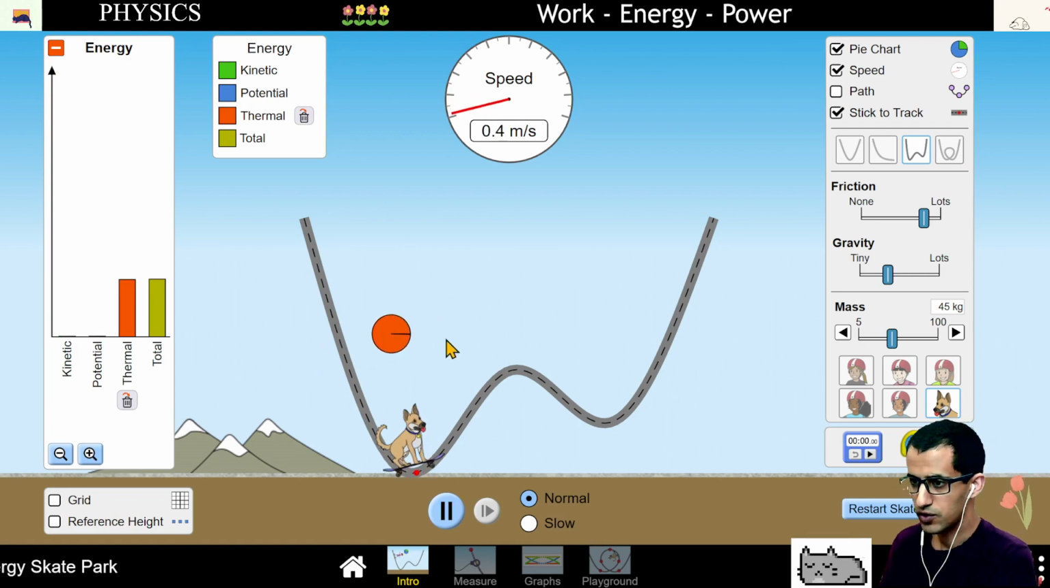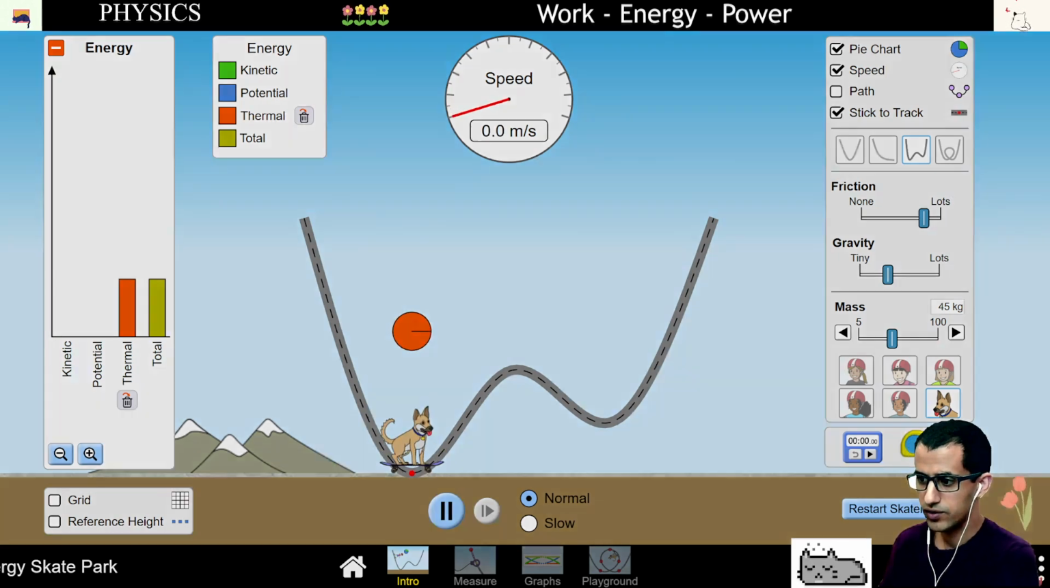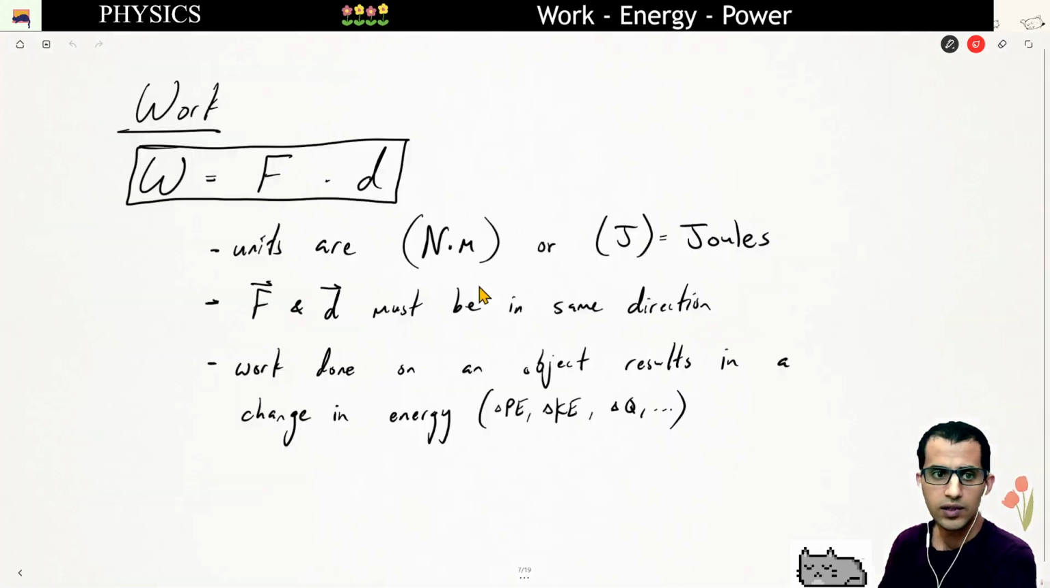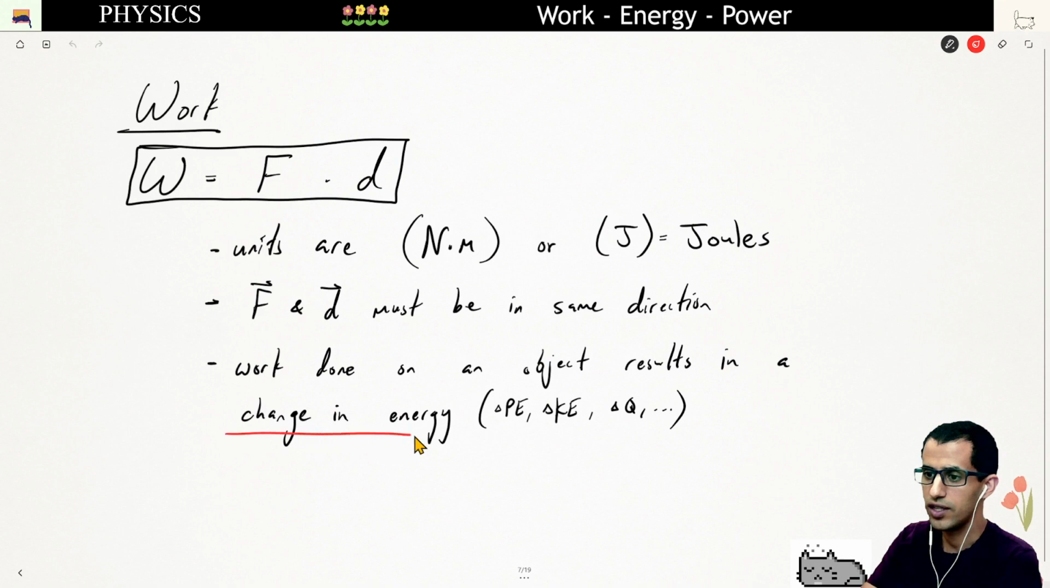So that was just a demonstration of some different kinds of energies. We can now go on to work, and work is defined as force times displacement. If a force is applied over some displacement, then work is being done. And when work is done on an object, it will result in a change in the energy of the object. So for example, we can have a change of potential energy, kinetic energy, or thermal energy. The units for work are newtons times meters, which are abbreviated to joules.